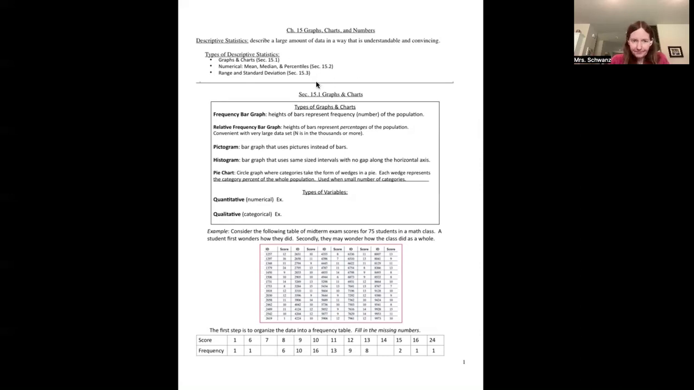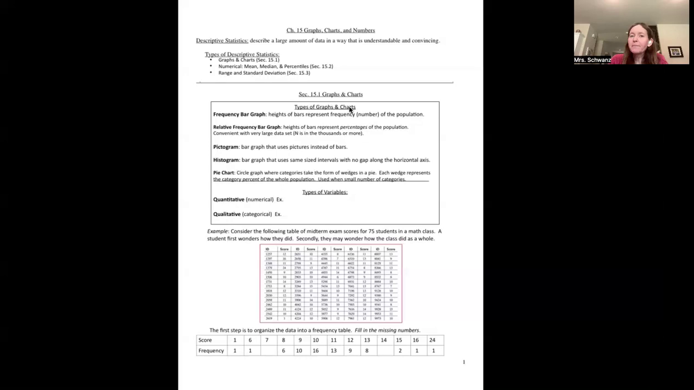So in 15.1 here, we're going to go over visual ways to describe data, graphs and charts. And then in 15.2, we're going to talk about calculations that we can do to help us summarize the data. And then in 15.3, we're going to talk about things that help us measure how spread out the data is.